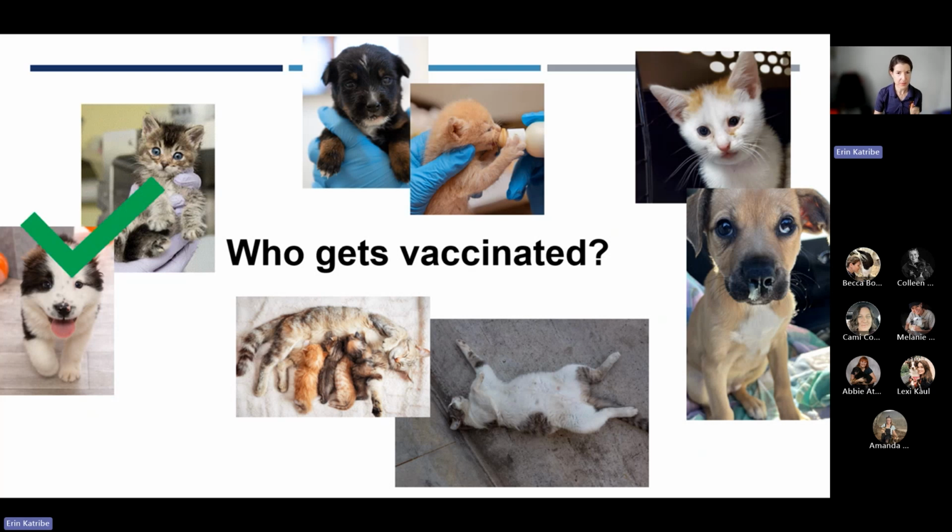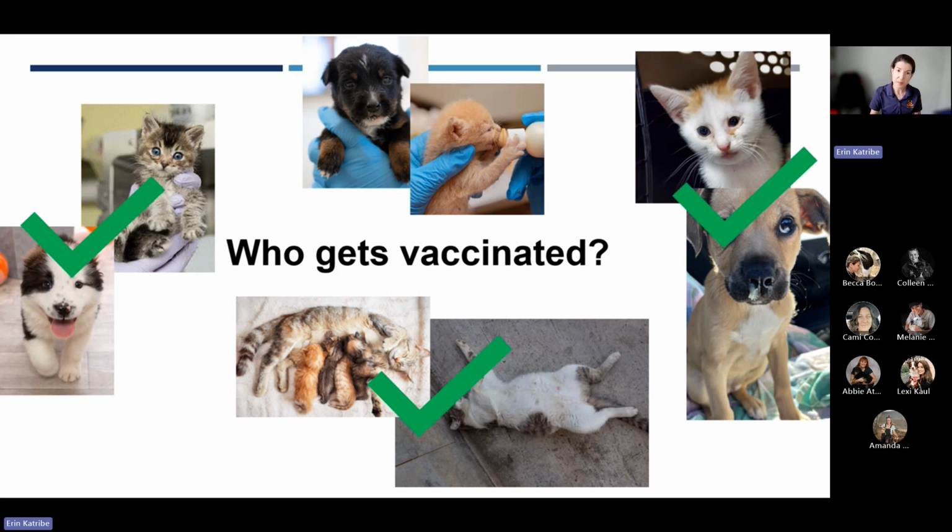What about nursing moms? What about pregnant moms? And the answer there is they also get vaccinated. We want to provide protection for mom in the event that she's pregnant. If we're vaccinating early enough, we may even get some protection for those puppies or kittens if they are born in the shelter. What about animals with signs of infectious disease? So mild upper respiratory signs or even moderate upper respiratory signs that you can see in these pictures. And the answer there in the shelter environment is yes, we do vaccinate animals with signs of infectious disease.